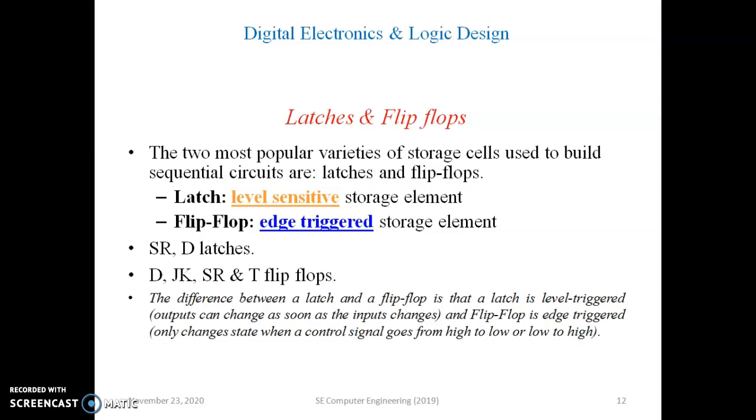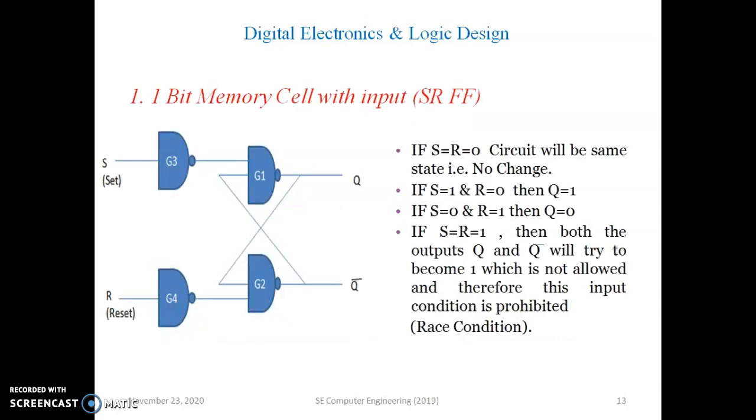I will give you one example of how to find the excitation table from the truth table. You must know the excitation tables of all the flip-flops before solving any example of sequential circuits, because it is very important. Without the excitation table you can't solve that problem. So you have to learn the excitation tables, then you can solve the examples.